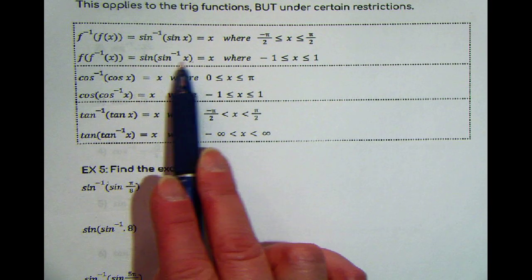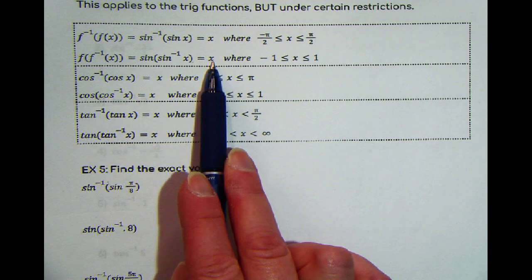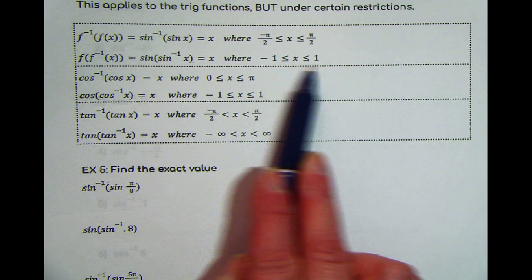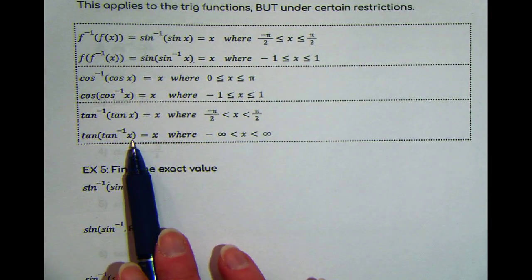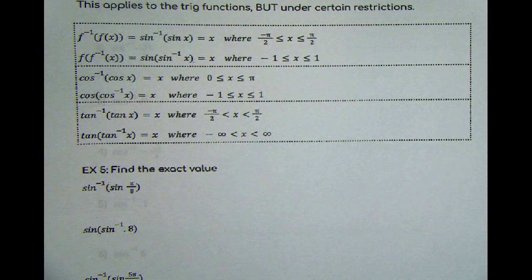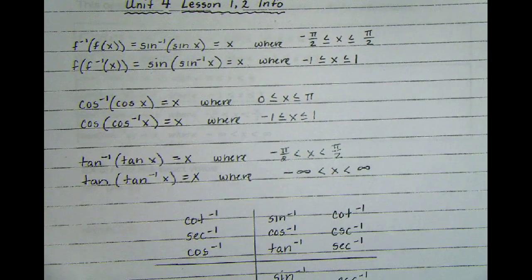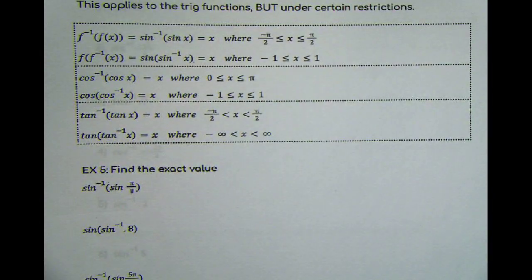If inverse sine is on the inside, again, 9 times out of 10, this will be your answer as long as it fits this stipulation. And it has them for cosine and tangent. You don't have to memorize these. These are on your sheet right there. You just have to know how to use them, okay?